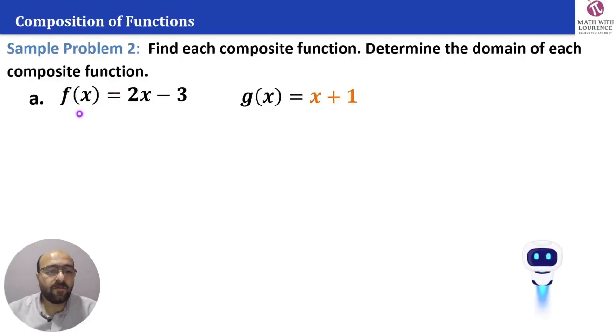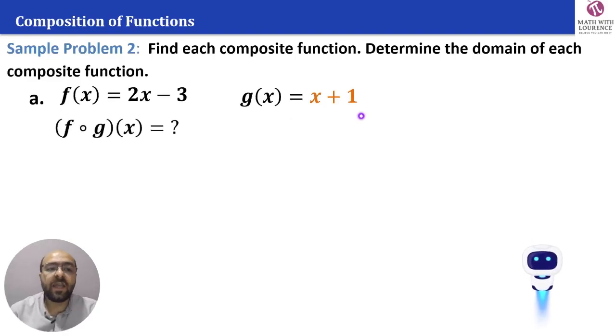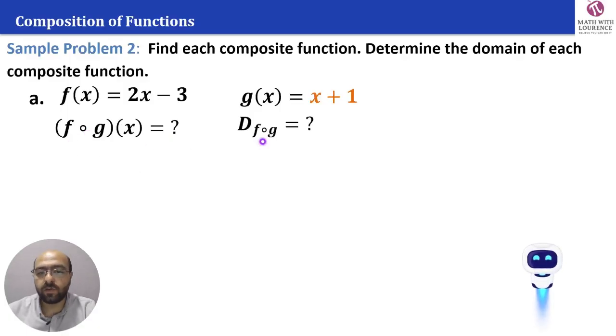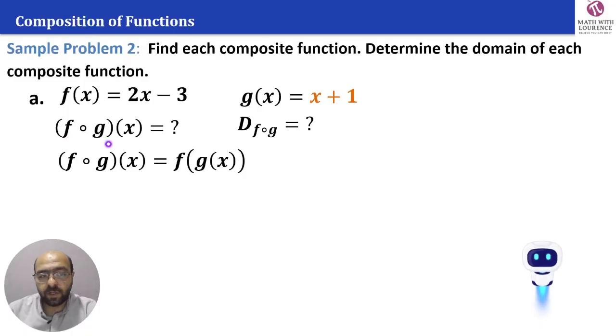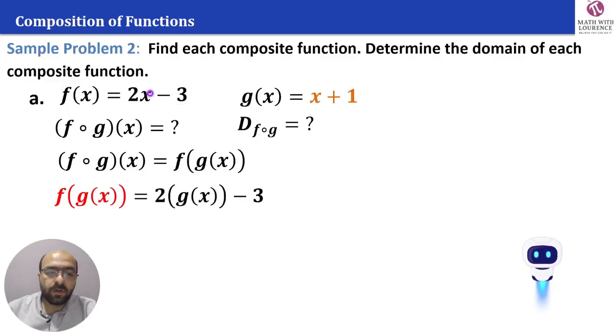First of all, f of x equals 2x minus 3, g of x equals x plus 1. So what do you want? He asked me to find f of g. Okay, that's f of g. I will start, and find the domain also. First of all, f of g means I will start with f and substitute g. Let's start with f. f is 2x minus 3. But I will remove x and I will write g of x.